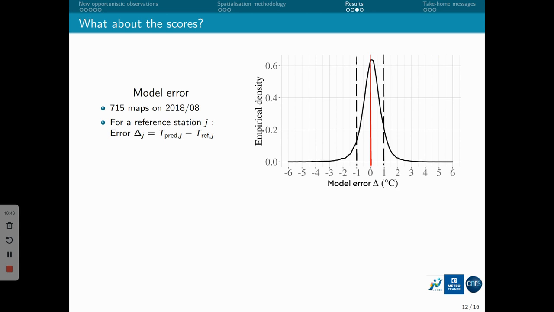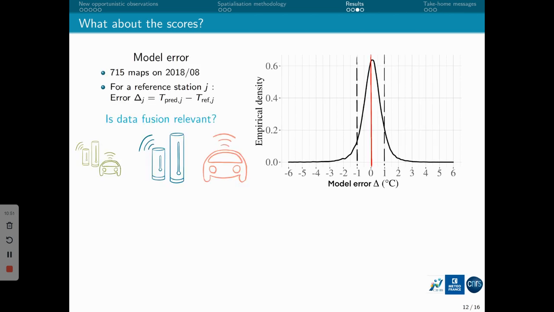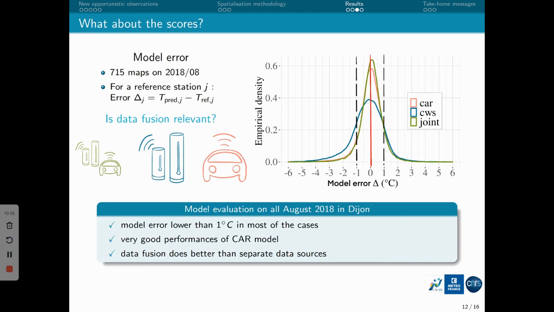And finally, if I wanted to see what was the interest of having access to two sources of data instead of one, she compared the model with only the Météo stations, only the cars, or both, and we see that the Météo stations are pretty uncertain, cars are pretty good, and when you use both, it's better.